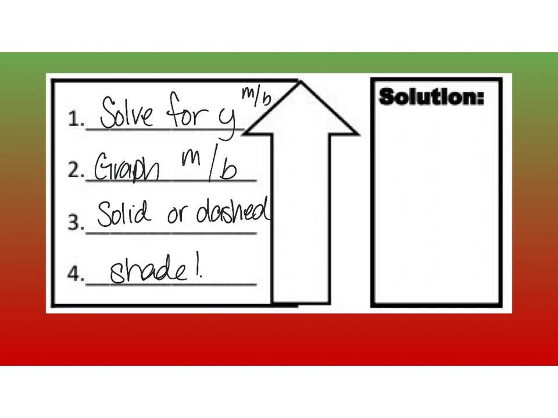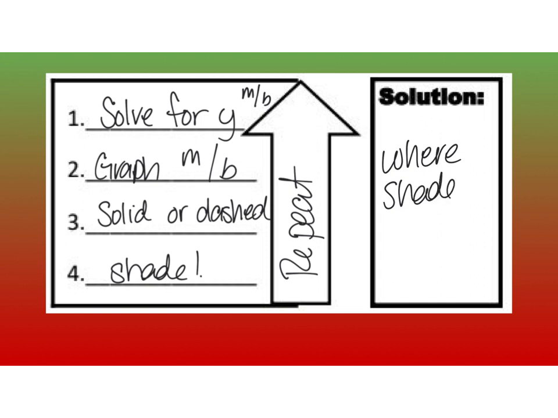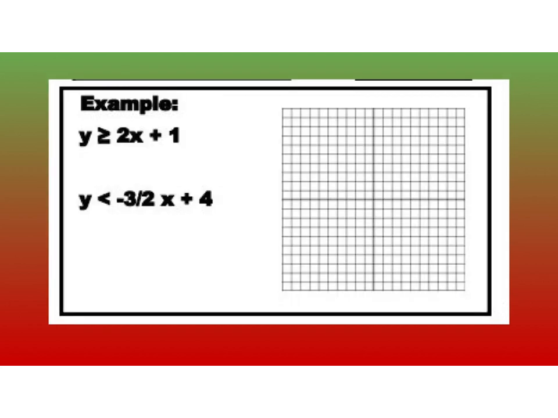Now, because we have two of them, we're going to repeat this process again. So we're going to do it twice, but on the same coordinate plane. So our solution is located where the shaded regions overlap. So let's see what this looks like.